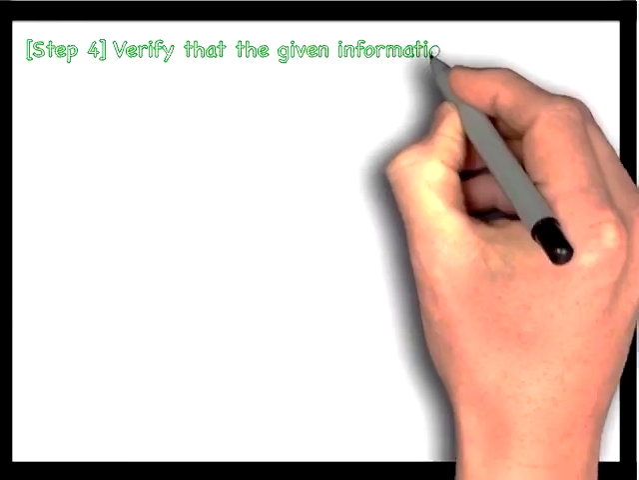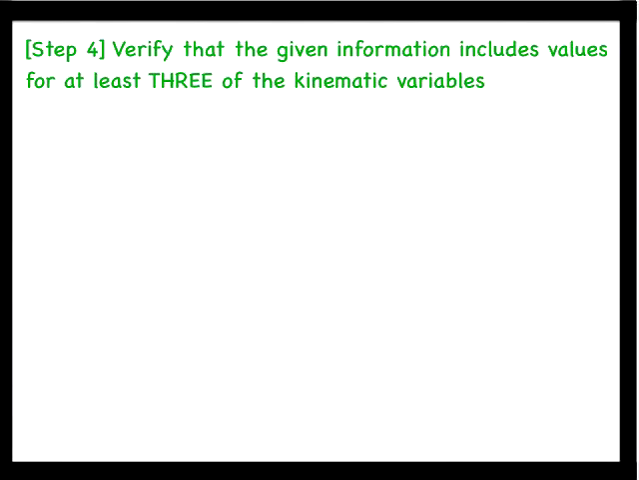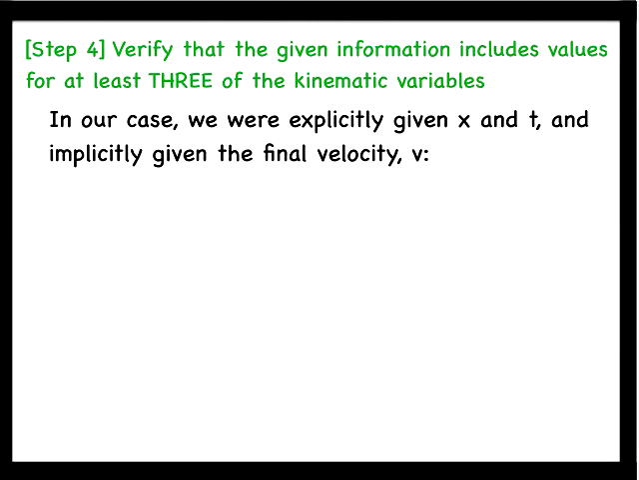In step 4, we must verify that the given information includes at least 3 of the kinematic variables. In our case, we were explicitly given the displacement x and time t, and implicitly given the final velocity v. So we are ready to move forward with the solution.